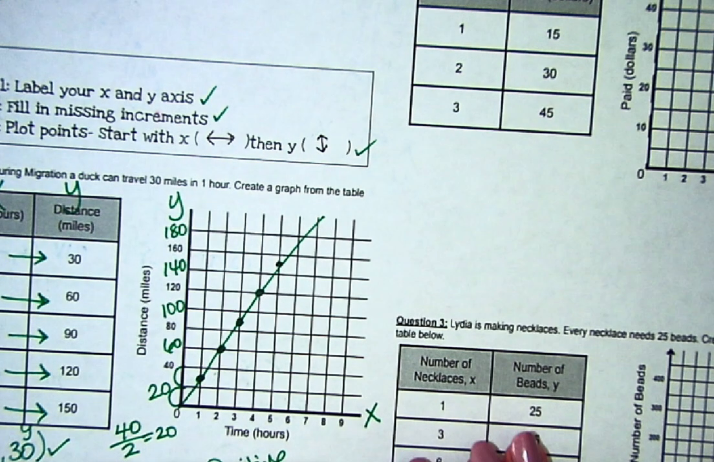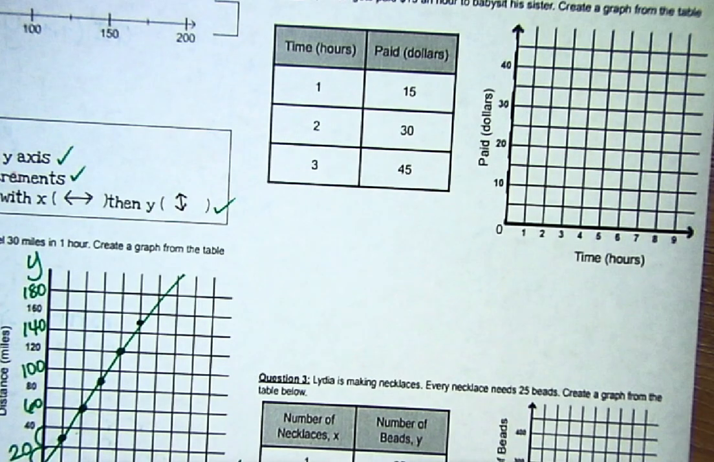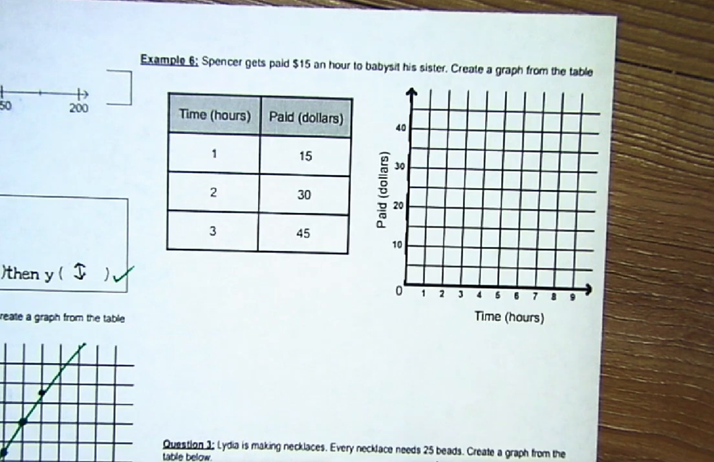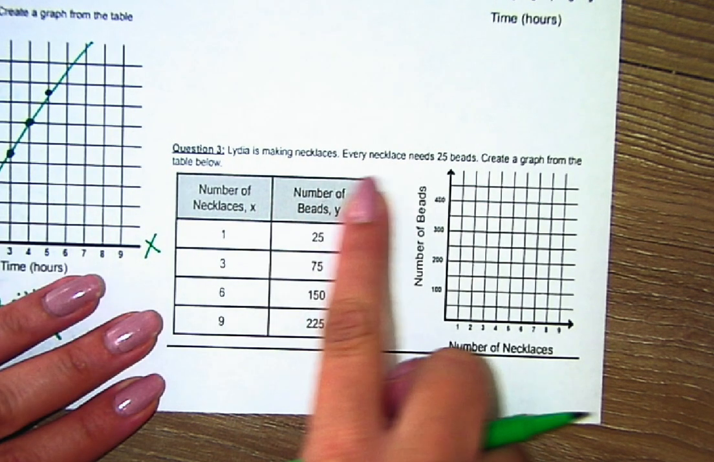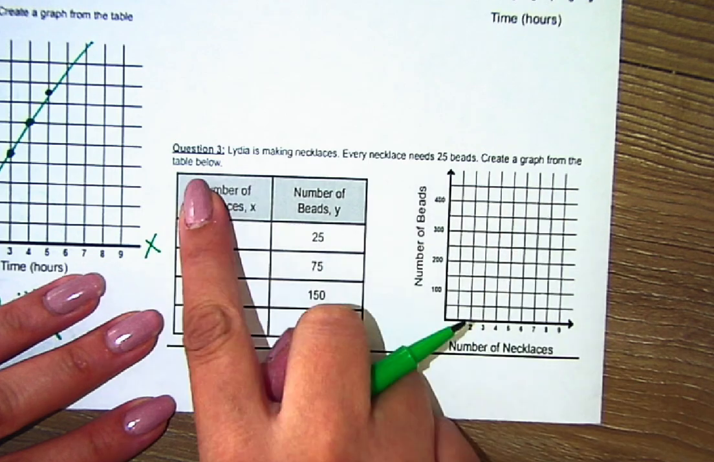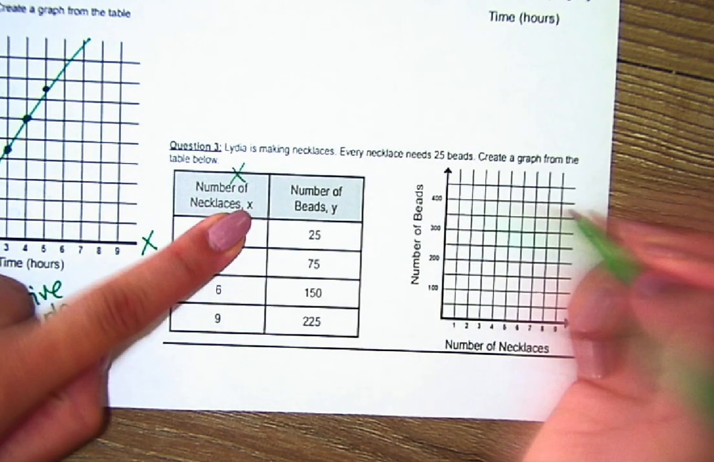We'll go on to example 6 up here. No, we'll do example 3. Okay, it says Lydia is making necklaces. Every necklace needs 25 beads. Create a graph from the table. So again, we got our X. It tells you X and Y.